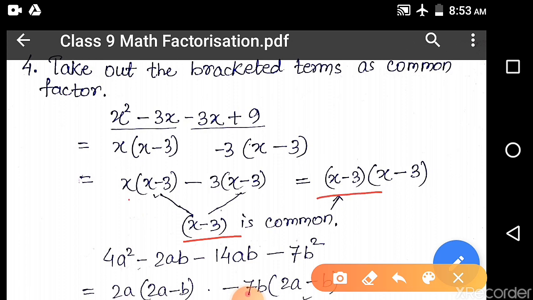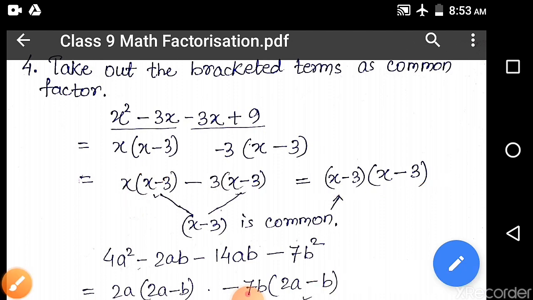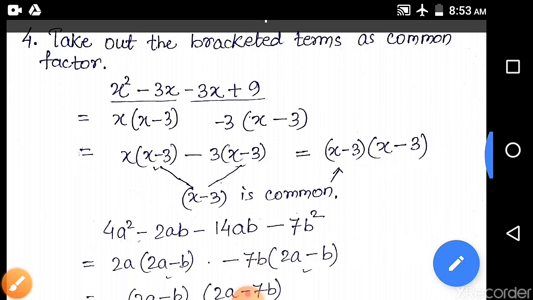And here, when x minus 3 is taken out common, what is left inside the bracket, this x and this minus 3. So this x minus 3 is left. So this is how we complete the factorization here. Now we have one more example.